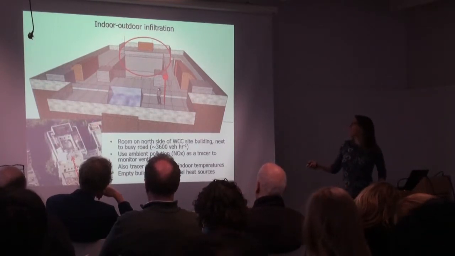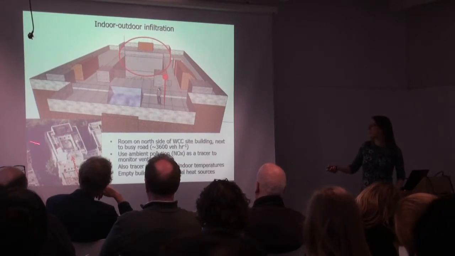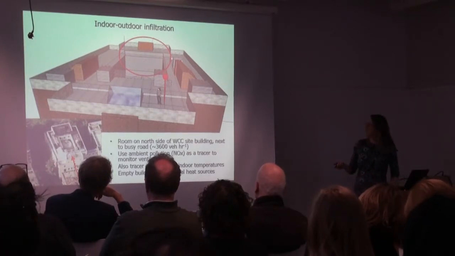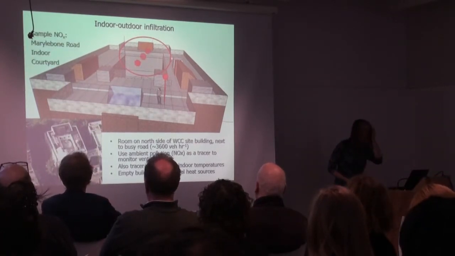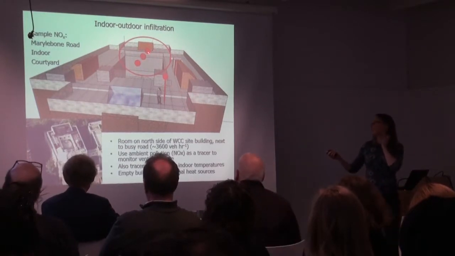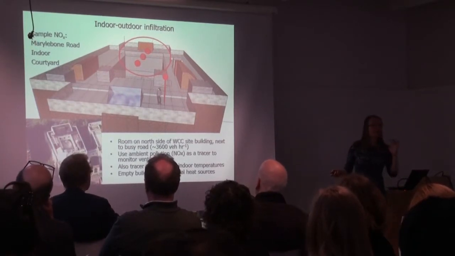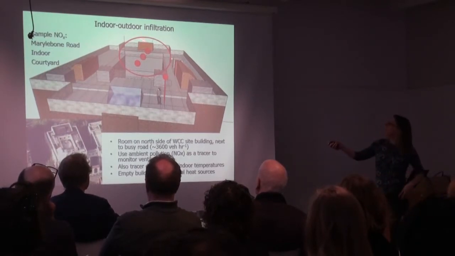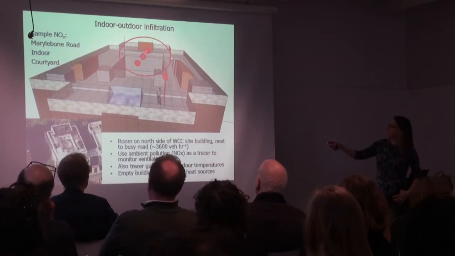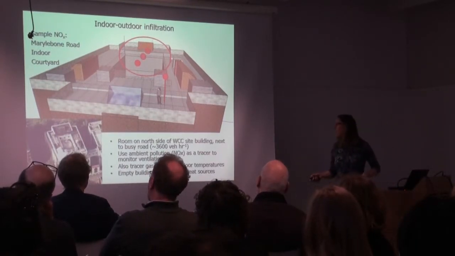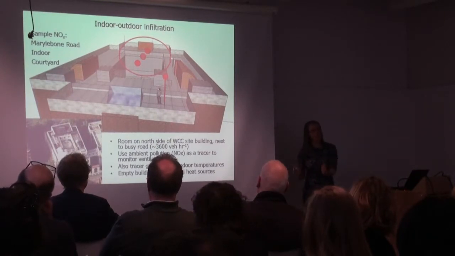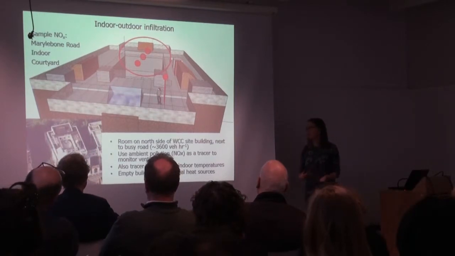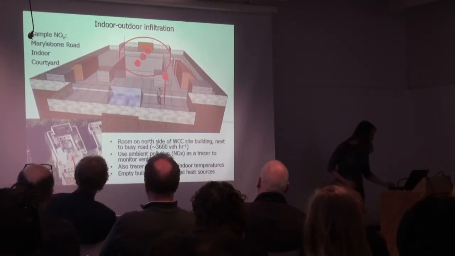So there's the building here. There's a courtyard here, Marylebone Road, a polluted street just in front of it. And what we did was to measure using a BRE methodology the concentration of NOx, so nitrogen dioxide, nitric oxide, both inside and outside this particular room of study. And using the pollution as a tracer gas and measuring it constantly over a 7-week period, we were able to derive infiltration rates given some assumptions.